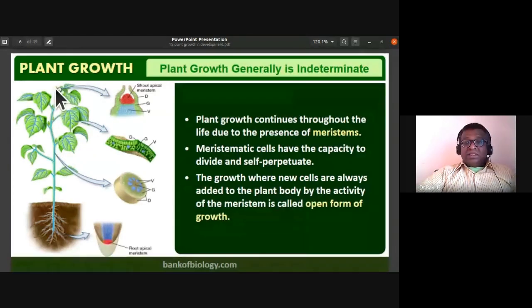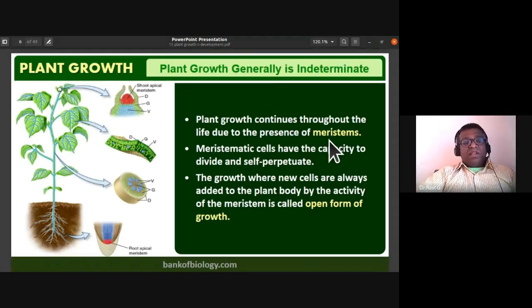So the growth where new cells are always added to the plant body due to the activity of meristem like shoot apical meristem or root apical meristem or lateral or intercalary meristem, this activity of these meristems, we call this type of growth as open form of growth, which we notice in case of plants.